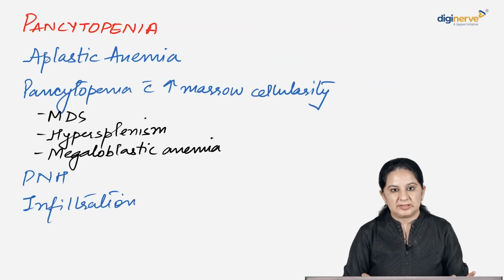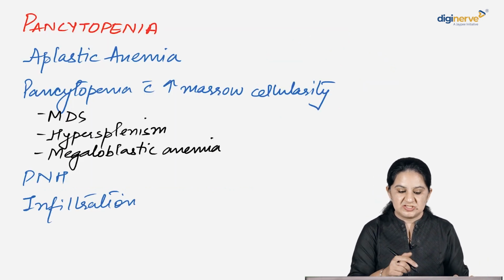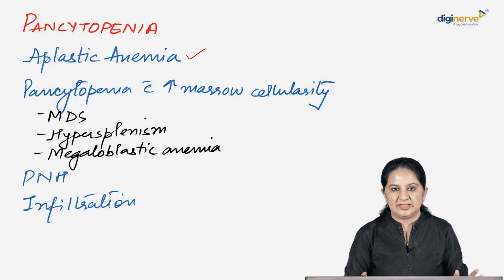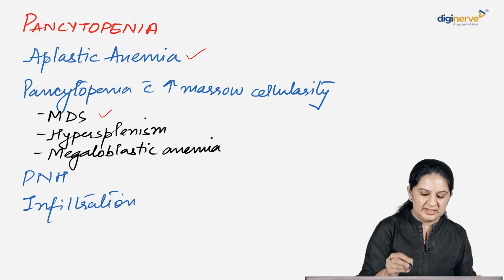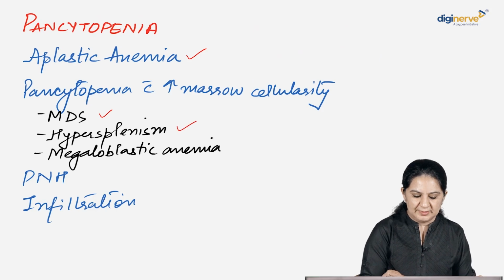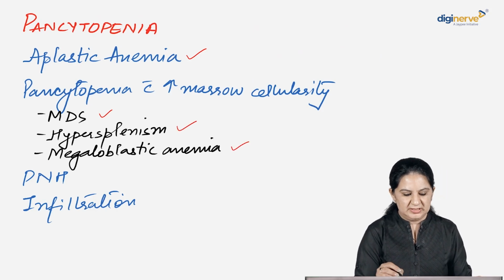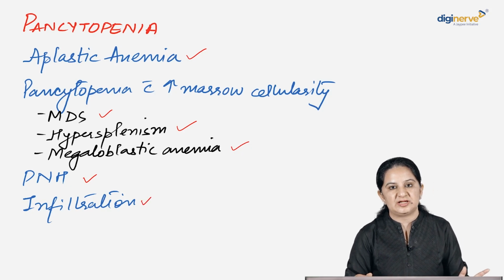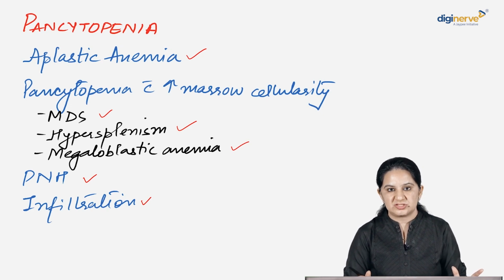Now, pancytopenia. Where all can you see pancytopenia? We just now discussed one condition, aplastic anemia, where the marrow cellularity was reduced, low. So, where else can you see pancytopenia with increased marrow cellularity? You can see it in MDS, myelodysplastic syndrome, hypersplenism, megaloblastic anemia, paroxysmal nocturnal hemoglobinuria, and infiltration. Infiltration by what? Infiltration of bone marrow by various hematological malignancies, non-hematological malignancies, storage disorders, myelofibrosis or osteoporosis.